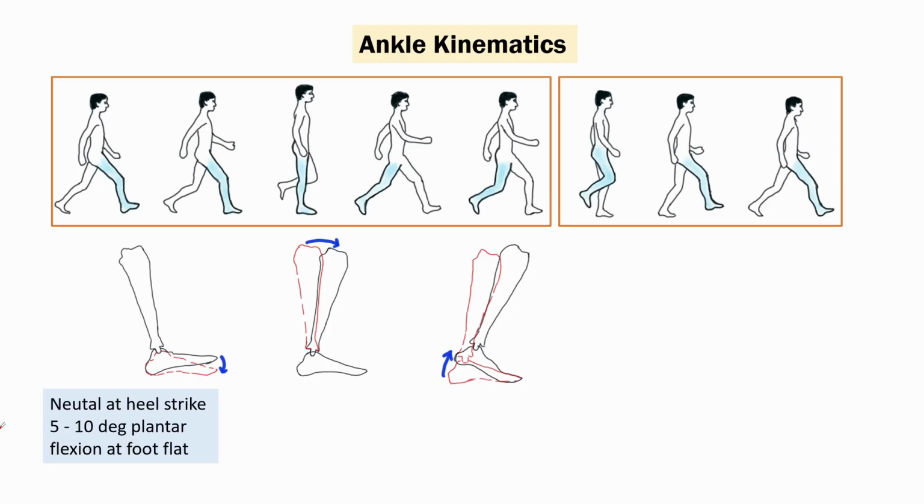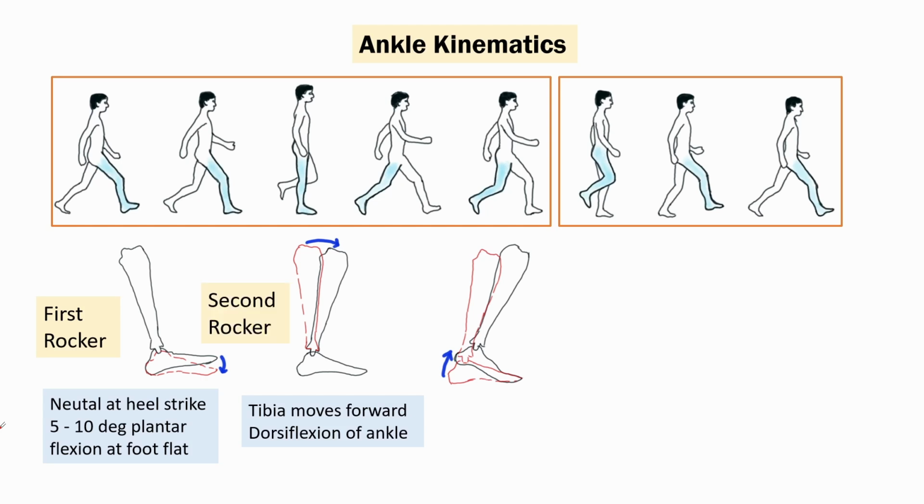Now let us have a look at the ankle kinematics during gait cycle. The ankle is in a neutral position at heel strike and undergoes 5 to 10 degree plantar flexion at foot flat. This plantar flexion of 5 to 10 degree from heel strike to foot flat is known as the first rocker. Then in the mid stance phase, the tibia moves forward and there is dorsiflexion of the ankle. This is known as the second rocker.